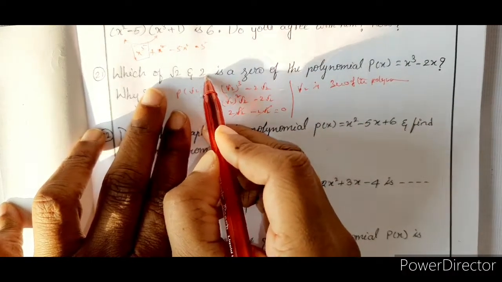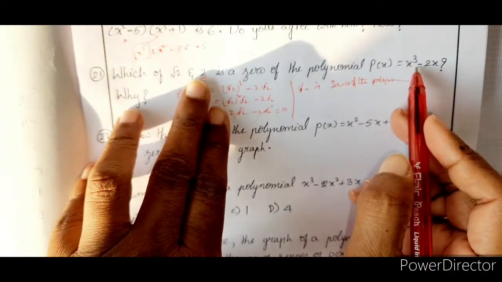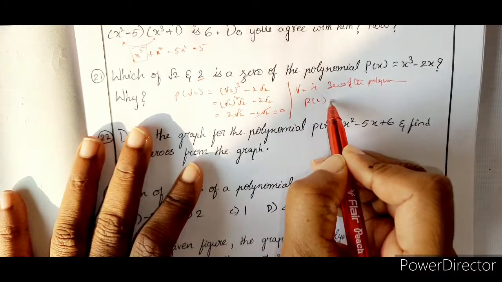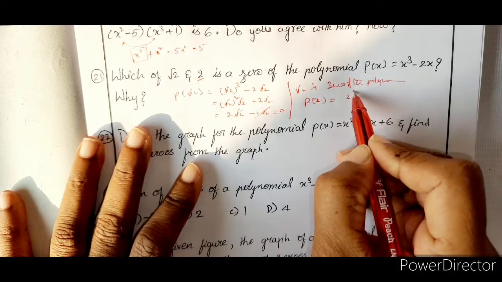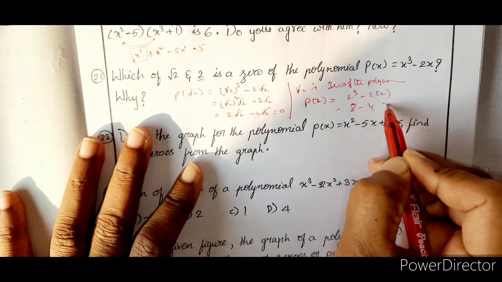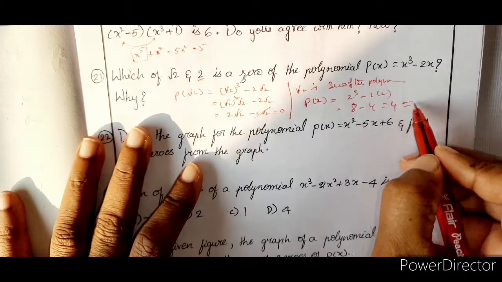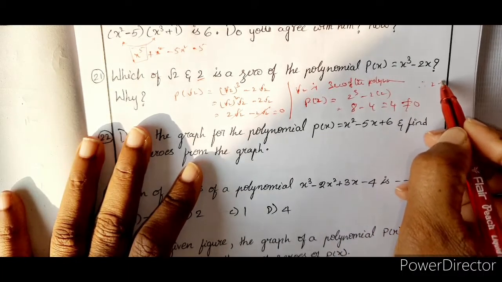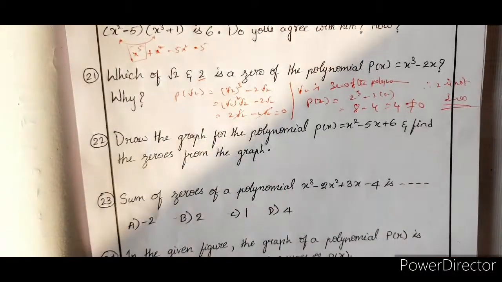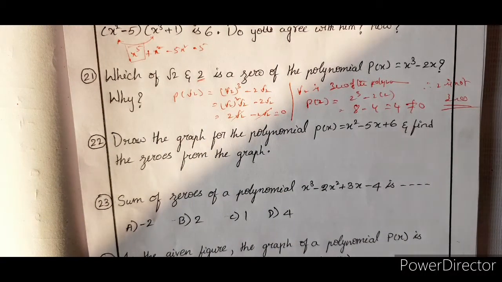Then now we have to verify whether 2 is a zero of the polynomial or not. Right? So now P of 2, 2 cube minus 2 into 2. 2 cube is 8 minus 4, which is equal to 4. Not equal to 0, therefore 2 is not a zero. Okay? So note it down.